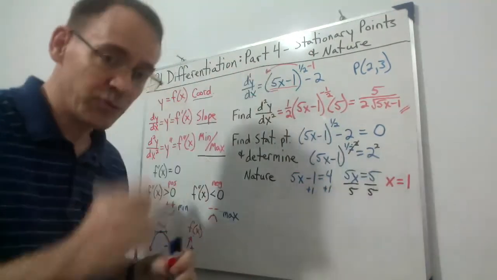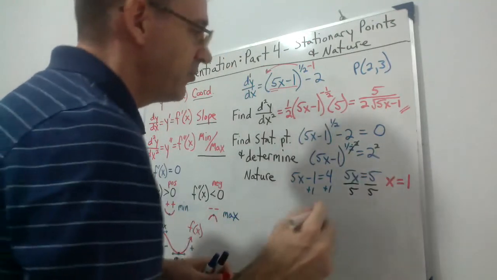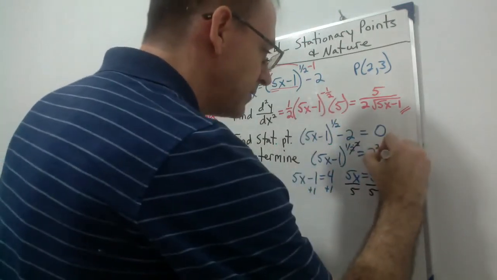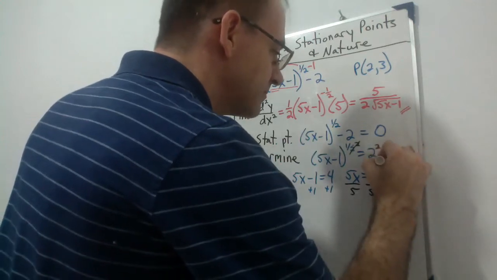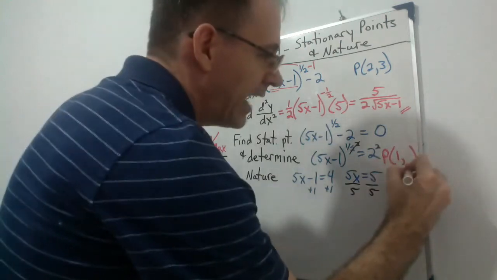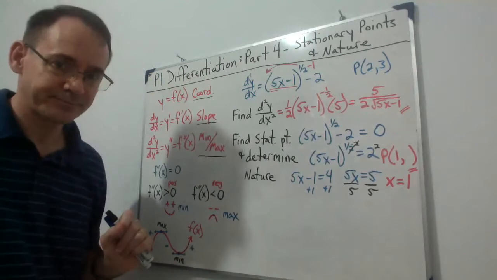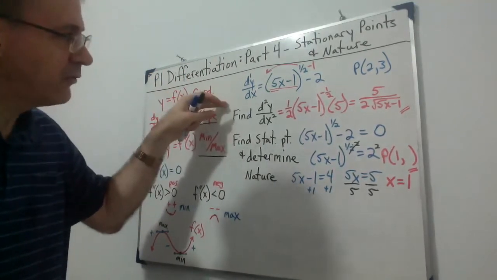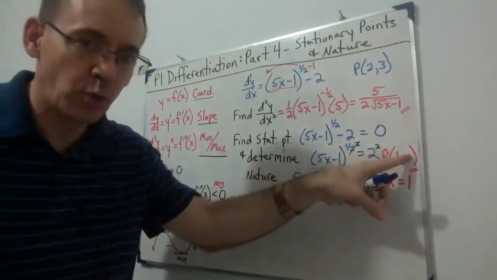This one only has 1 stationary point and has 1 value for x. So if we're actually finding the point, our point would be (1, something). Right now, we can't calculate the y value because we don't have the original. If we had done part I, we would have found the original function and we could plug 1 into it and find the y value.